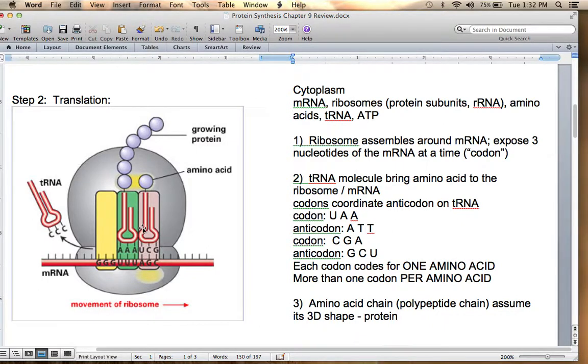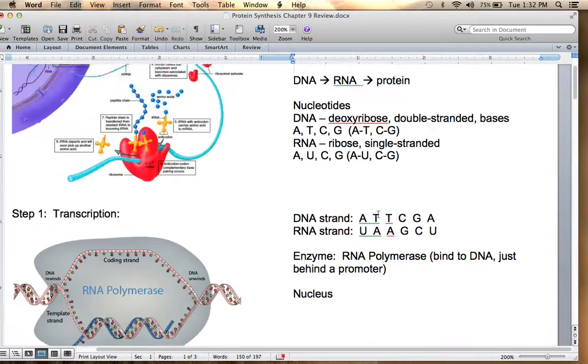And then all of these components just disassociate. They break apart. They go off and go about their business until the next time they need to make a protein. So that is how protein synthesis occurs in the cell.